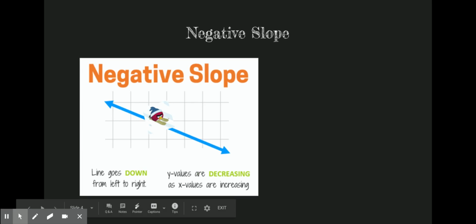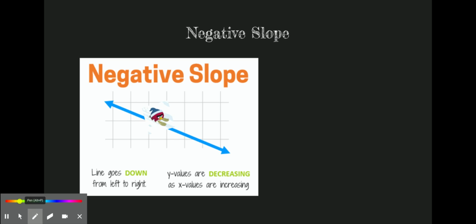All right, let's talk about negative slope. Negative slope is just the opposite. In this case, as we read this graph from left to right, we can see that as our x values are increasing, or as our x values are moving over, our y values are going down. So then we would say that this would be a negative slope.